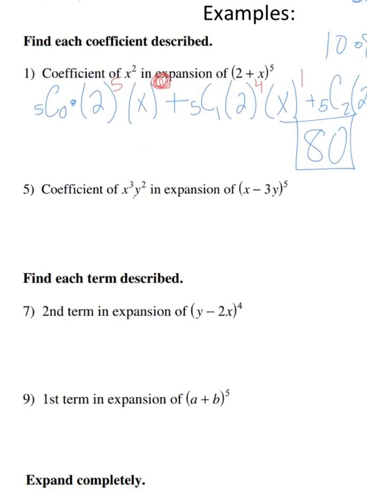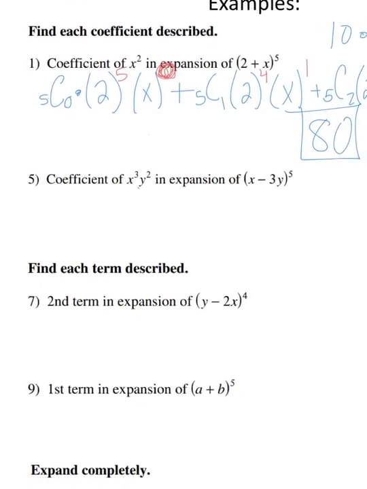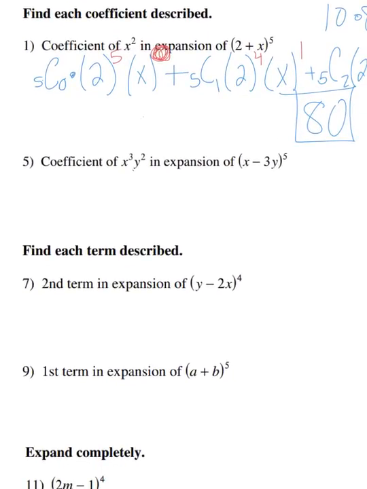Okay, so the next one is number 5: the coefficient of x cubed y squared in the expansion of (x minus 3y) to the 5th. Holy crap. So this one's a little bit different. We're going to start with, again, what's our power? Our power is 5, so it's going to be 5c0 to start.